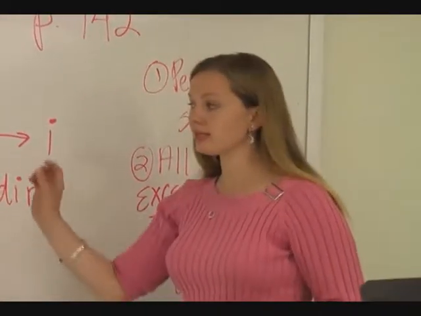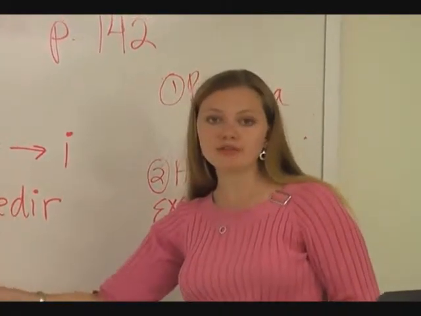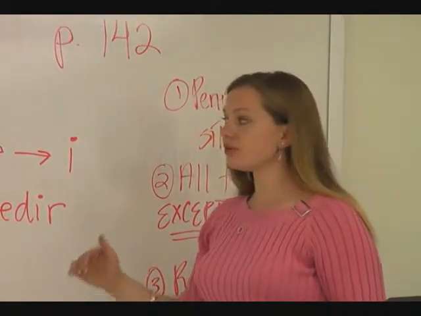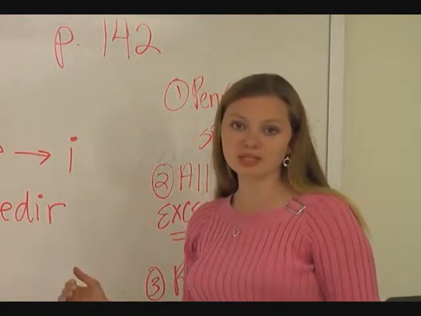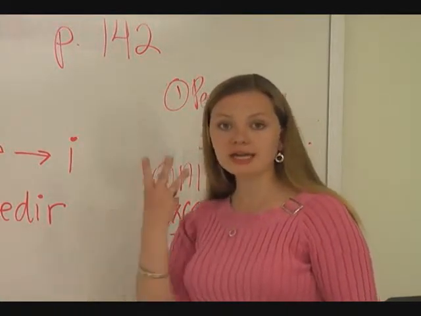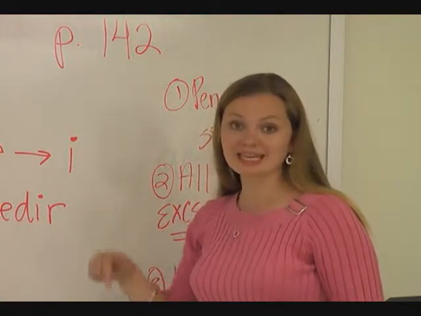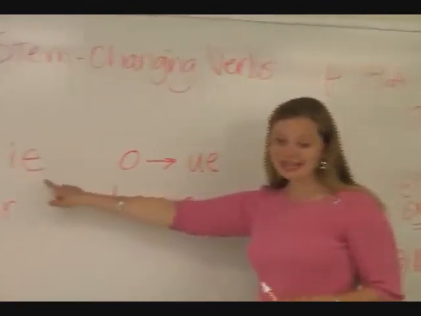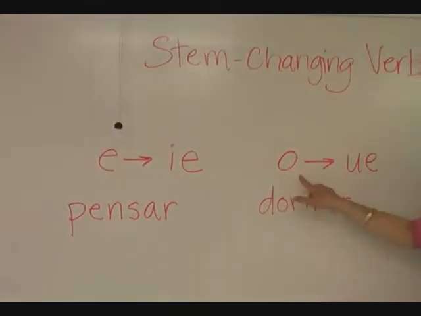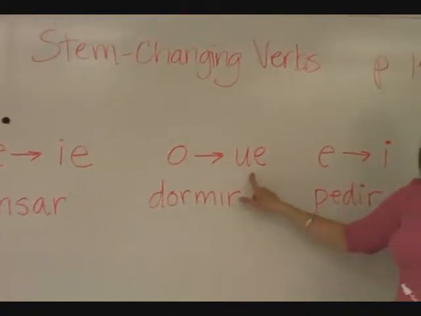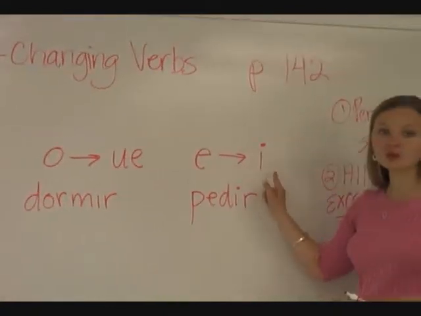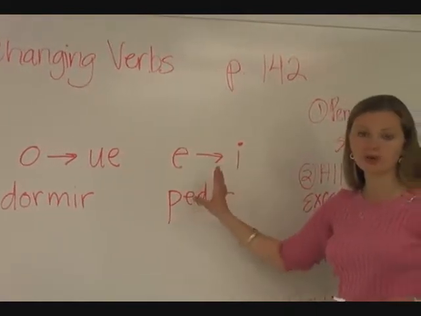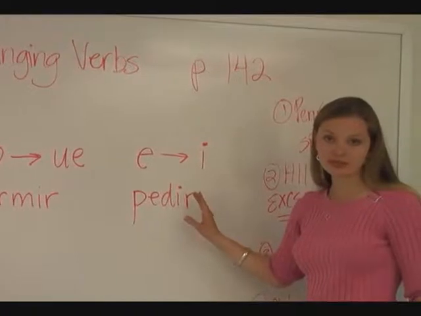And if you'll remember, the stem is the root, or the part of the verb that we're left with after we drop the infinitive ending. So there are several different types of stem-changing verbs. Vamos a estudiar tres de estos tipos en esta lección. We are going to study E to IE stem-changing verbs, O to UE stem-changing verbs, and E to I stem-changing verbs. There's one example for each on the board. You'll find more examples in your textbook.